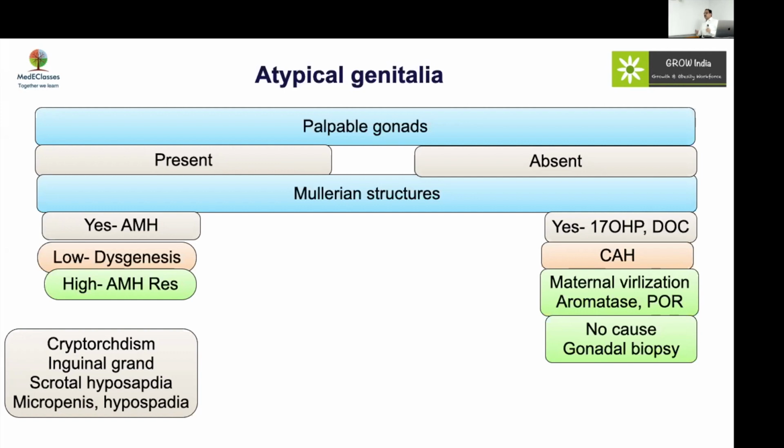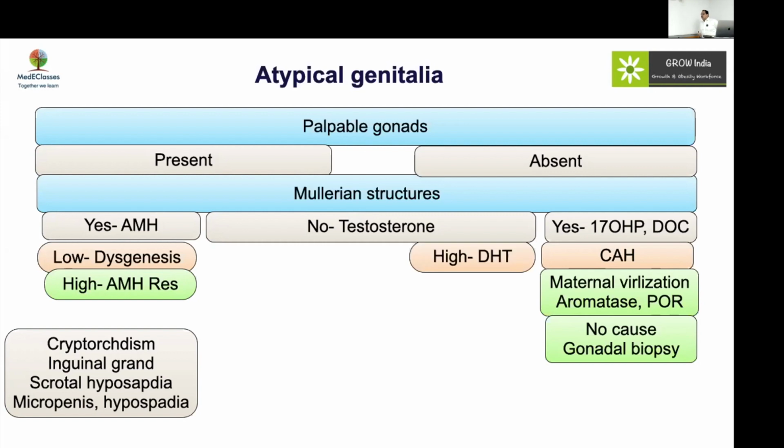The confusion becomes important if you have present or absent gonads and your Mullerian structures are absent. What does it mean? It basically means that there was a time when AMH was produced. Now there is no AMH. So it tells you that this is most likely a XY DSD, and the evaluation there will start with androgens. So you do testosterone levels first. If testosterone is high, which means it's not acting, you do a DHT. If it's low, it is 5 alpha. If it's high, it is AIS. So that ratio of testosterone to DHT is more than 10.